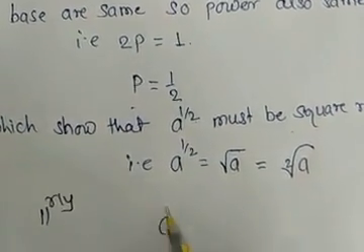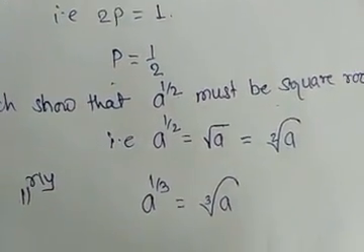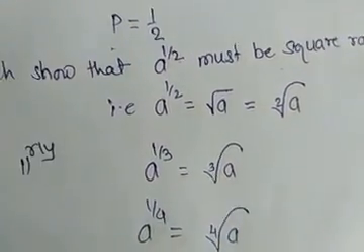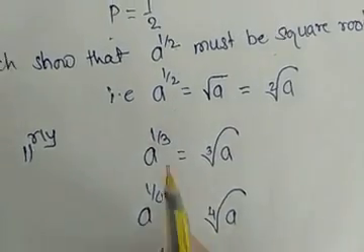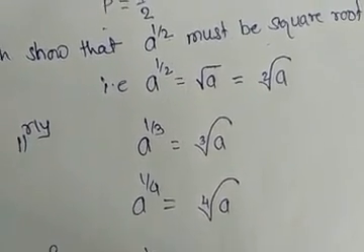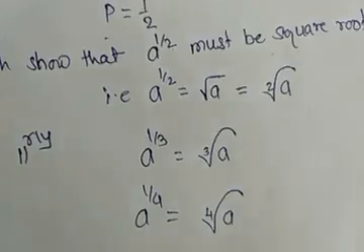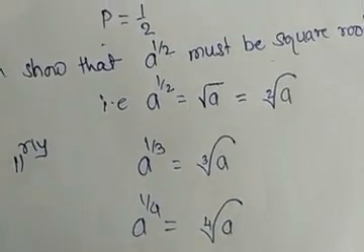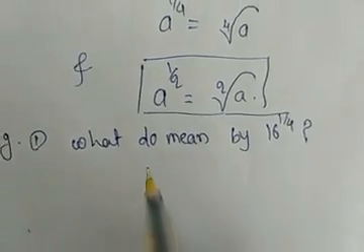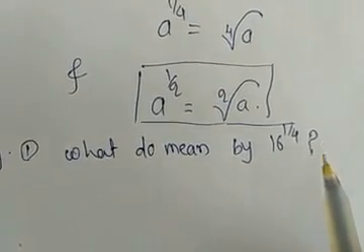Similarly, a raised to 1 by 3 is equal to the cube root of a. A raised to 1 by 4 will be the 4th root of a, and if we proceed in this way for the qth term, a raised to 1 upon q can be written as the qth root of a. Okay, this is our rule number 6.